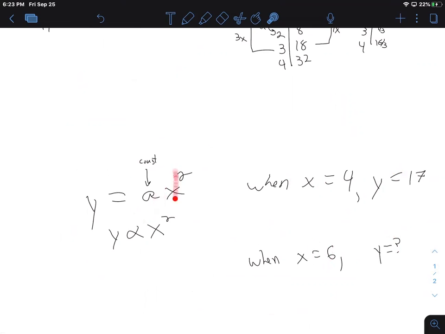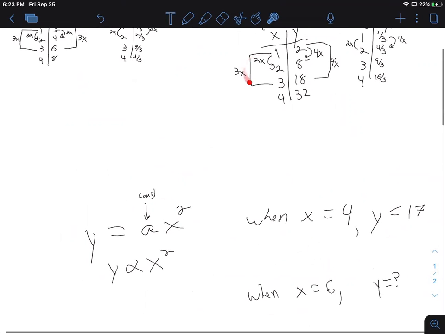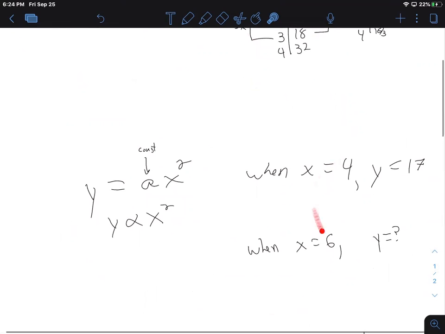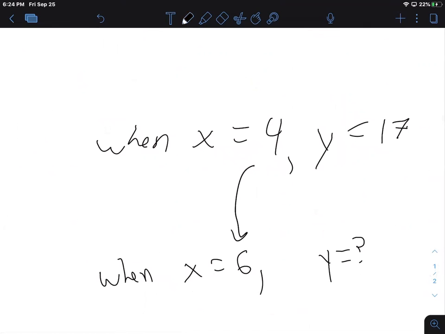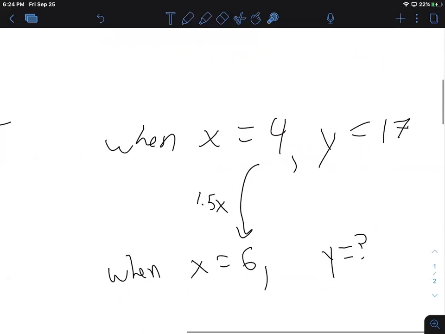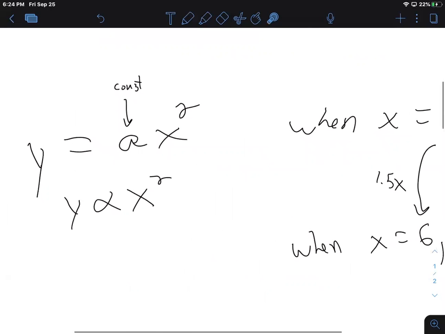Now you could go and figure out what a is and do it that way, but we're going to use proportional reasoning. We're going to say, like we were looking up here, 4 to 6, that's a change of 1.5 times. So when I make x 1.5 times bigger, what should happen to y? If this was linear, it would be 1.5 times bigger, but it's not. We have a quadratic. Y is proportional to x squared. How could we figure that out?